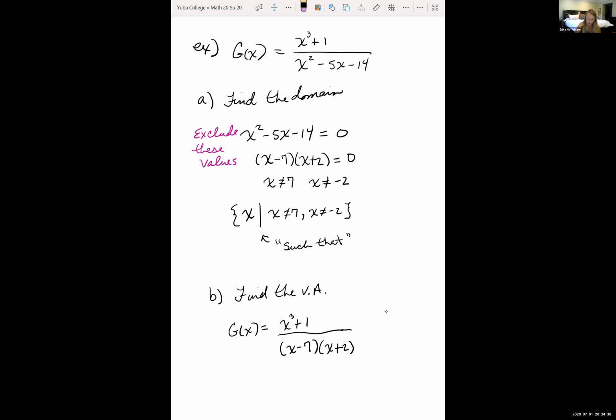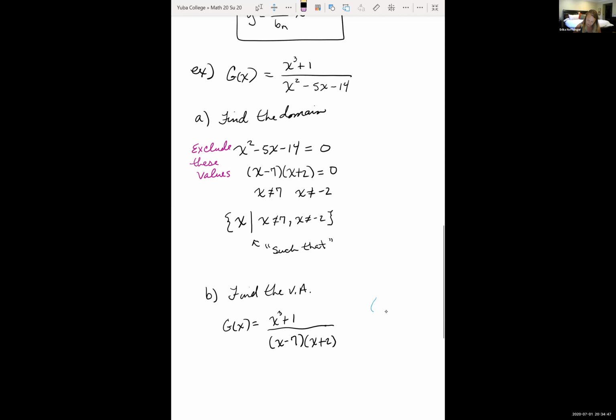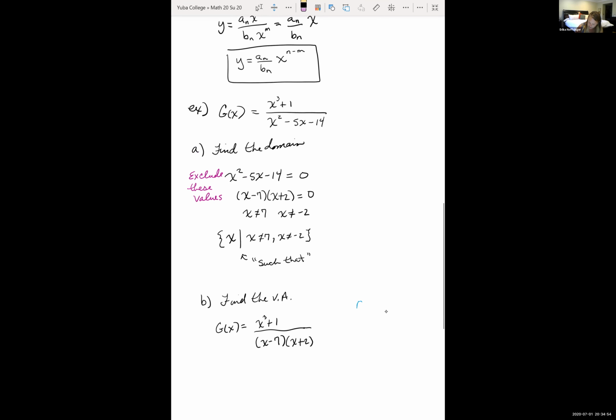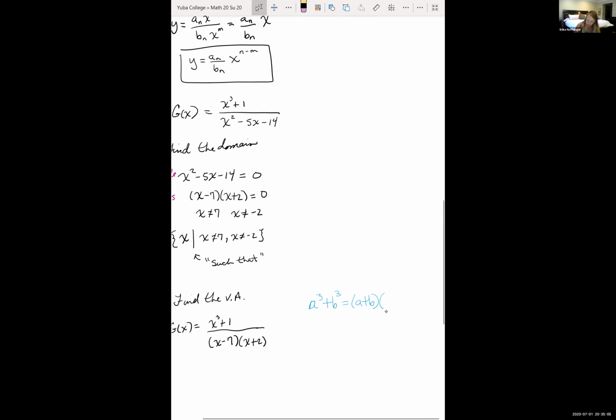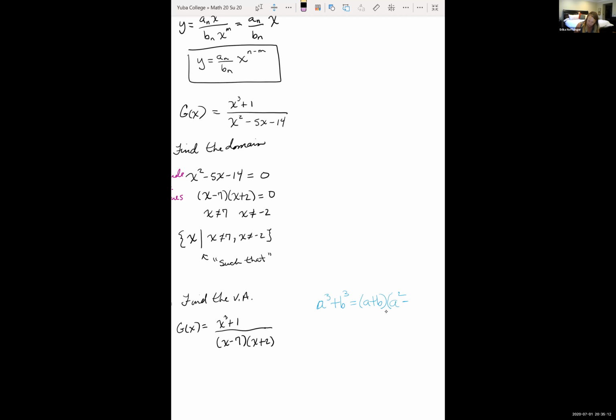Let's just review real quick. For a sum of cubes, there's a formula, and they're factorable. If you had a cubed plus b cubed, this factors as a plus b, all times a squared minus ab plus b squared. So the sign between a and b stays the same as in the original, the middle sign is always different, and the last is always positive.